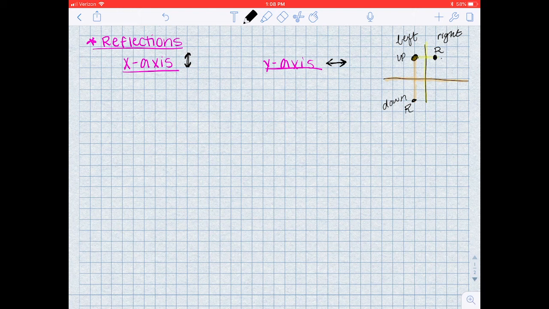The reason why I say that is because we represent reflections with a negative sign. If I am representing an x-axis reflection, I have my function, so y is equal to f of x, and I am going to put a negative in the front of that parent function. Whereas if I'm reflecting across the y-axis, I am going to put my negative inside of my parent function.